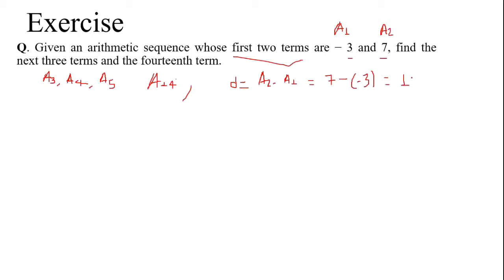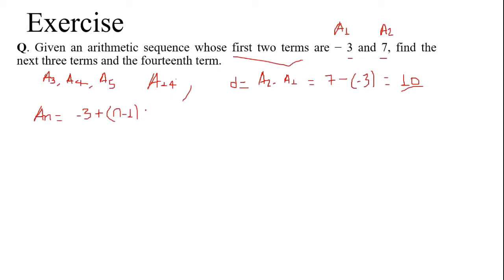So now we have the first term, which is A1, and the difference D. So we can obtain the general n term for this arithmetic sequence just by using the formula an equals A1, that means -3 here, plus n minus 1 times the difference, that is 10.